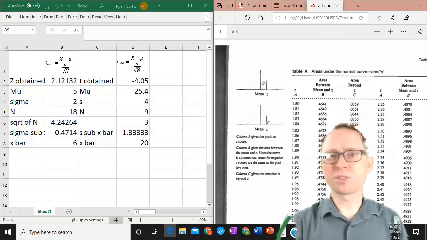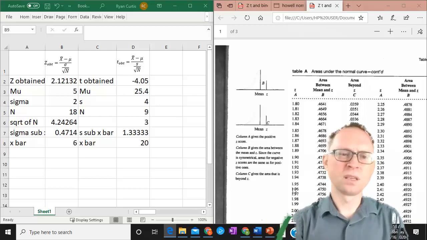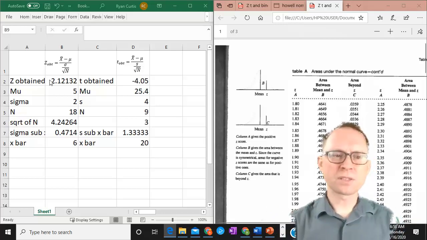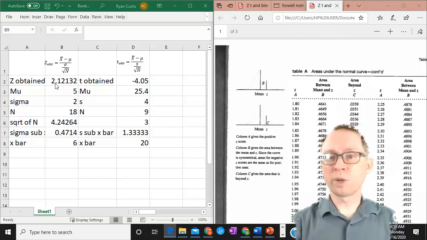For Z, that's always the case. There's no degrees of freedom. It's always the same. And in this particular case, our Z obtained that we got was 2.12. That's more extreme than 1.96, so we can reject the null.